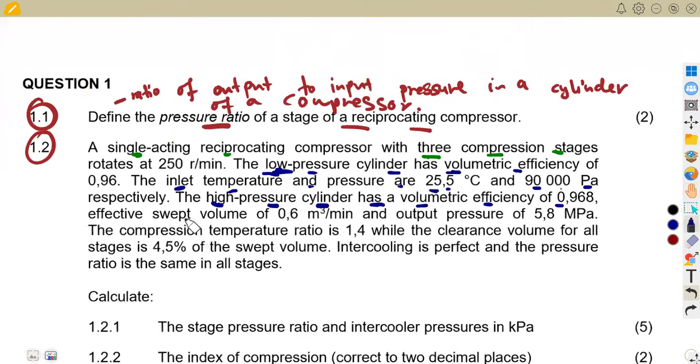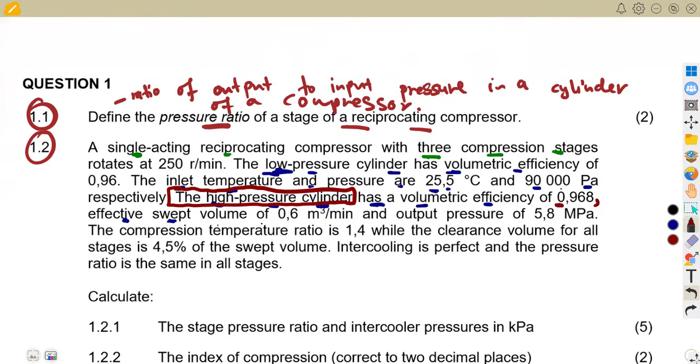Then what else? Here we are given the effective swept volume and the output pressure. All right, so we want to be clear here. They are still on the high pressure cylinder. This information here is still under the high pressure cylinder. At the high pressure cylinder, that's where we have this volumetric efficiency. Take note, there is a comma here to say it's a continuation. So also this effective volume here is for the high pressure. So we are given the effective swept volume and the output pressure.